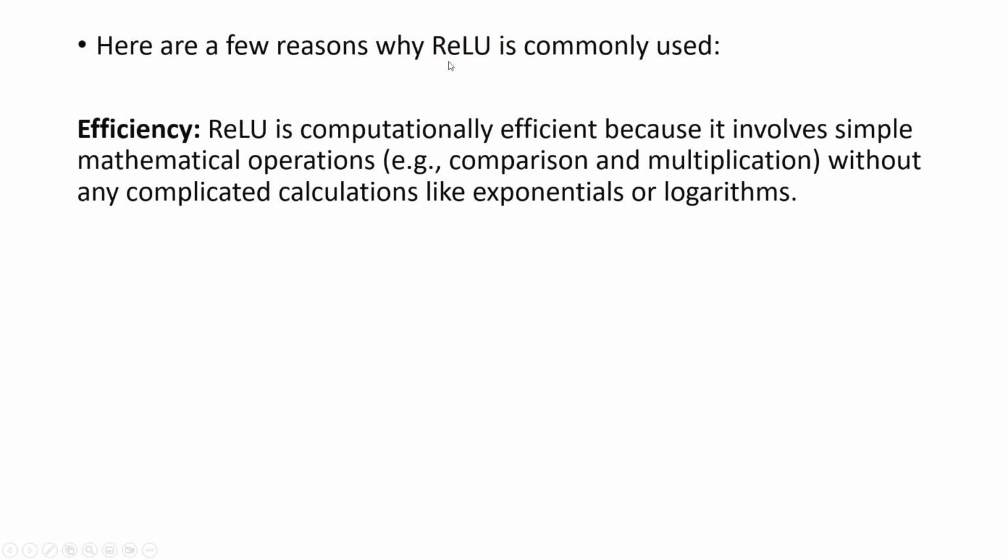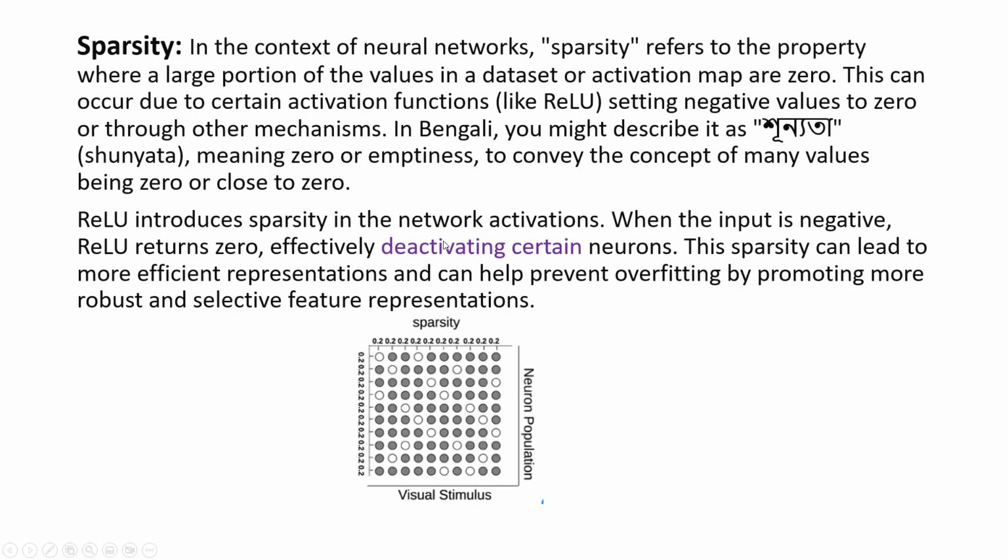So a few reasons why you use this: it's more efficient than other mathematical operations like logarithms, and sparsity. In the context of neural networks, sparsity refers to a property where a large proportion of the values in the dataset are 0, and you might describe this as emptiness.